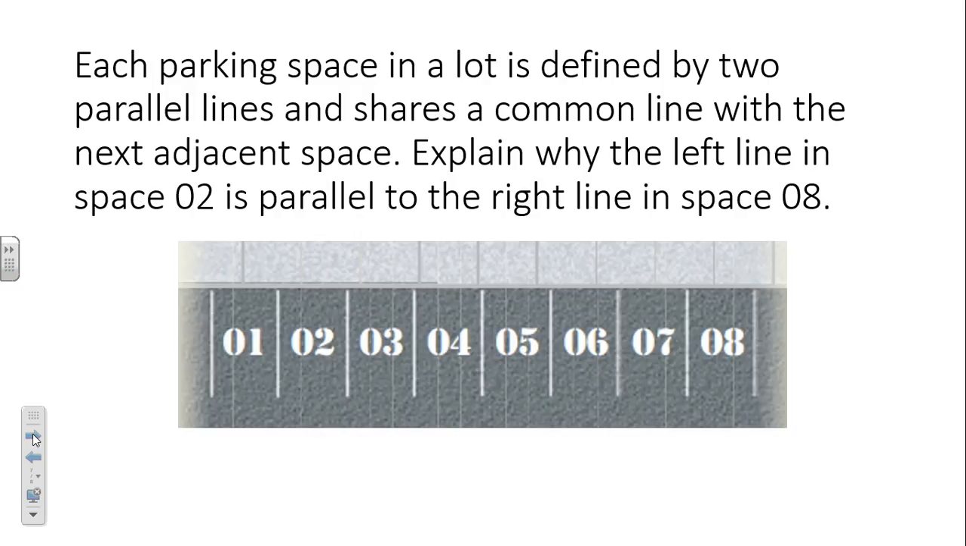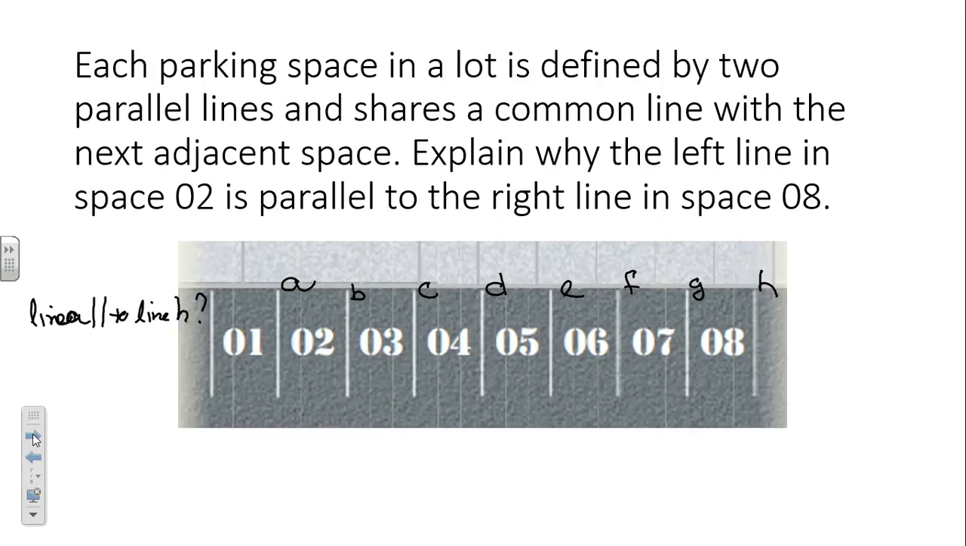So explain why the left line in space 2, why line, I'm going to call it line A so I don't run out of enough lines. Why is line A parallel to the right line in space 8? Well, if this is line B and this is line C and this is D and E and F and G and H, why is line A parallel to line H? Yes, sir. They're all straight lines, right? And they're all parallel, right?